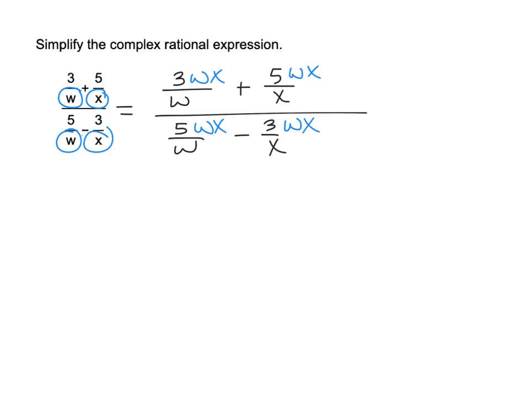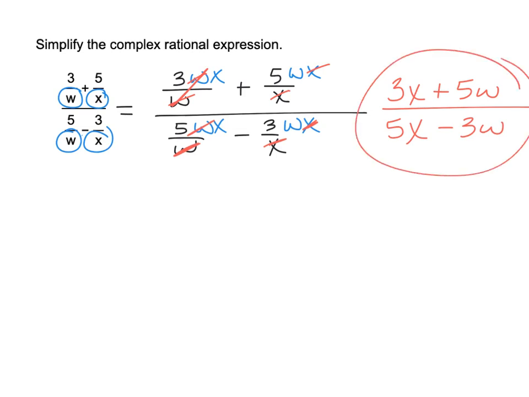So by doing that, now let's start crossing out. The w's cross out, the x's cross out. So here, those crossed out, I get 3x, 5w, that's the top. Those crossed out, w. And you are done.